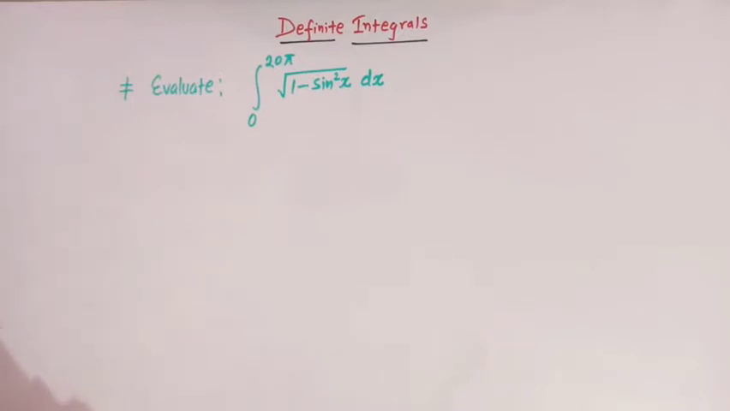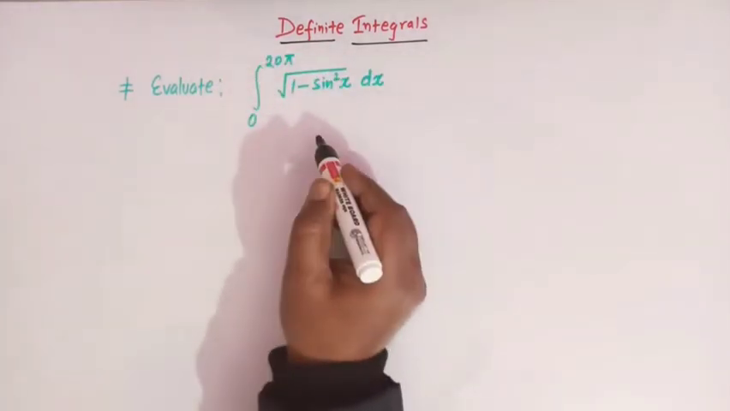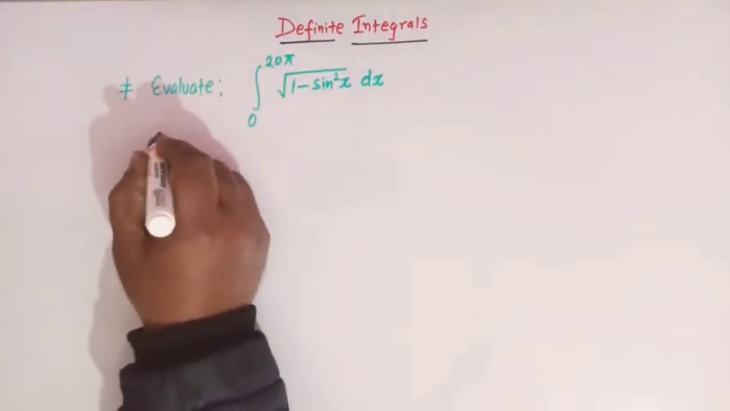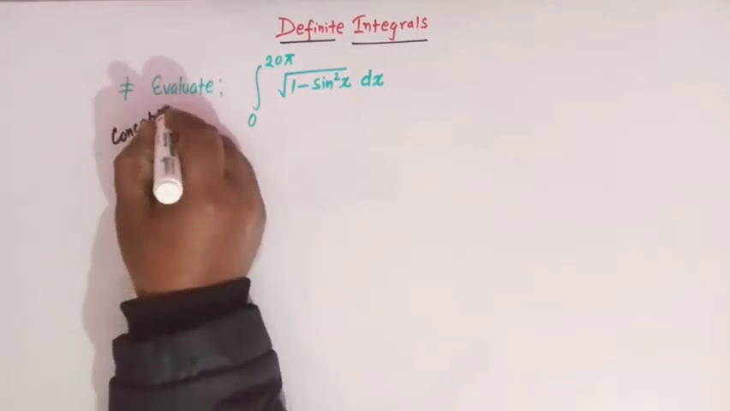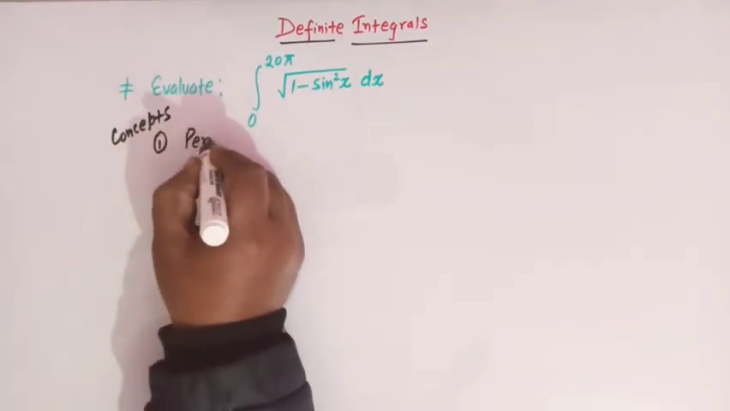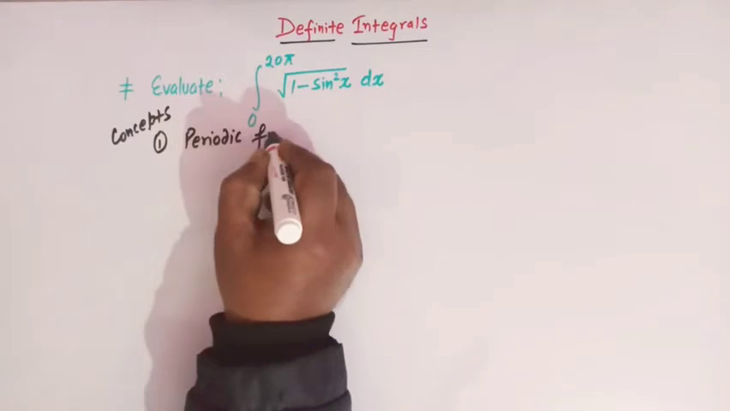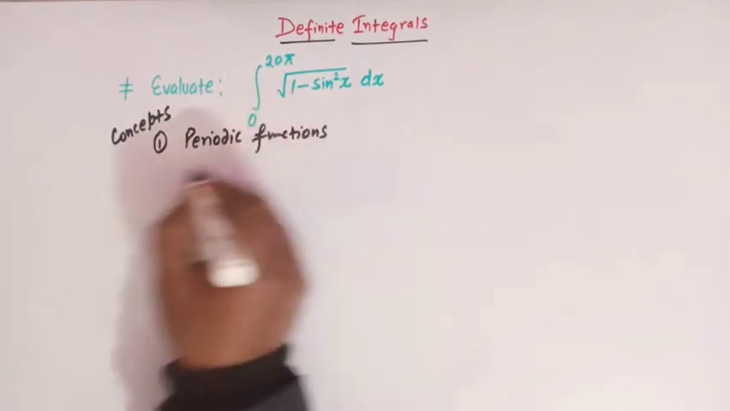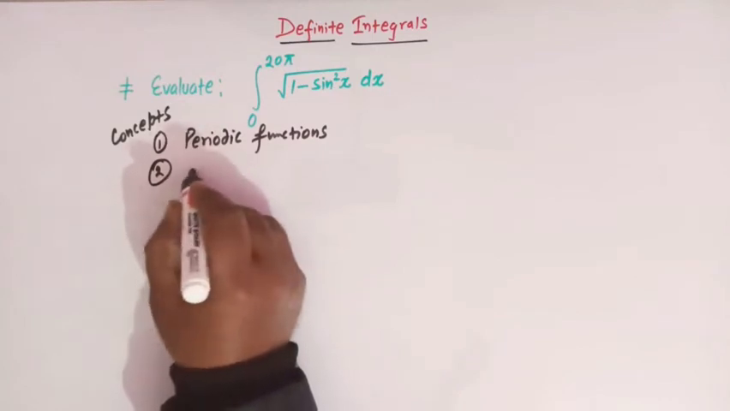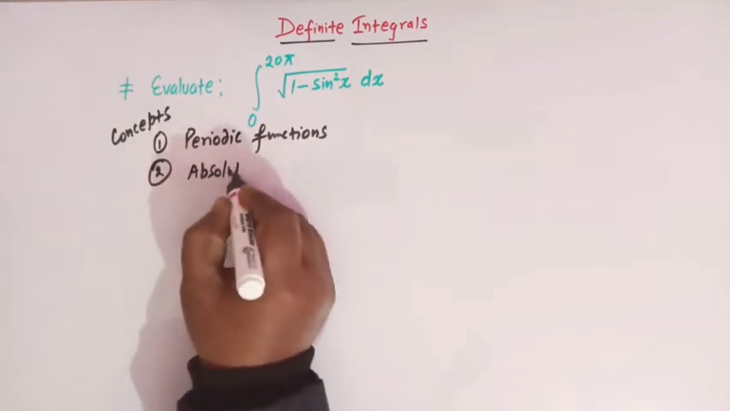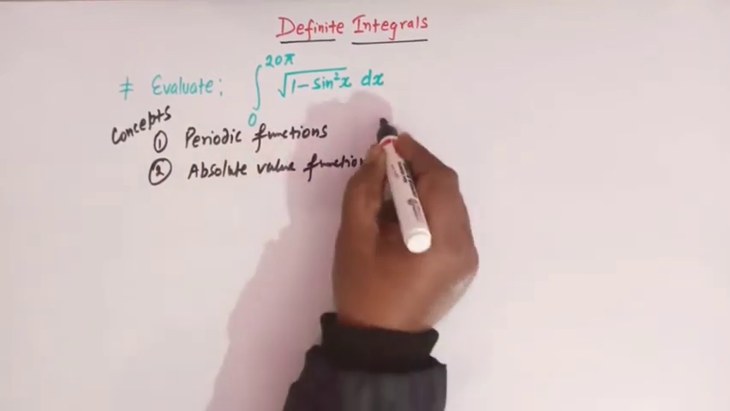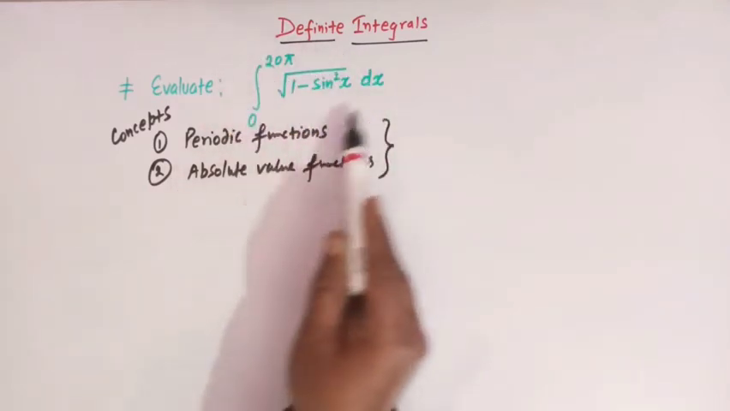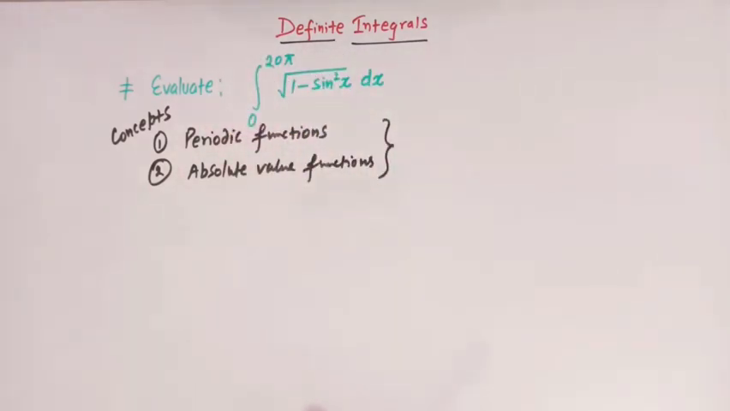Now here there are two important points. In order to solve this integral, we have to make use of two concepts. The first one is the concept of periodic functions, and the second one is the concept of absolute value function. So these two concepts shall be used in order to solve this important definite integral.